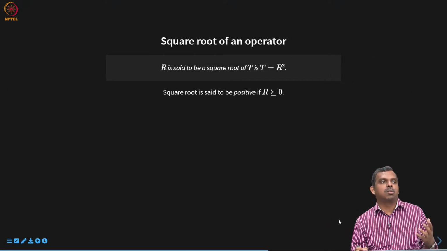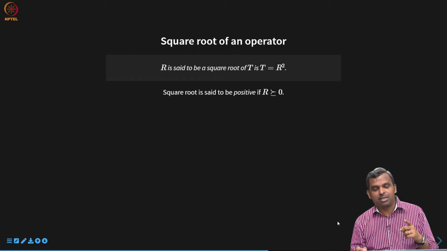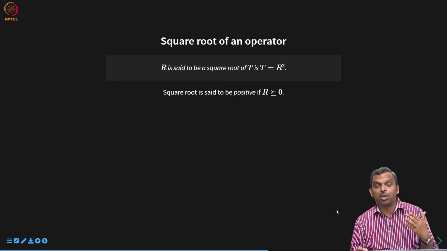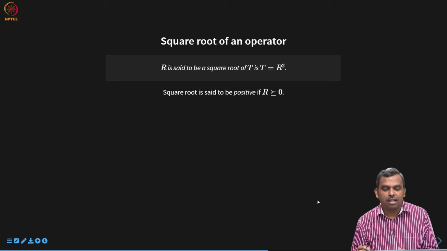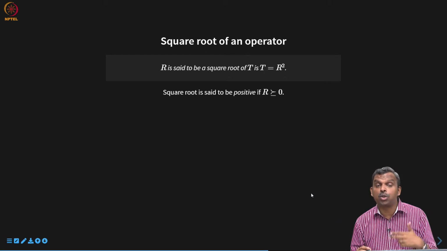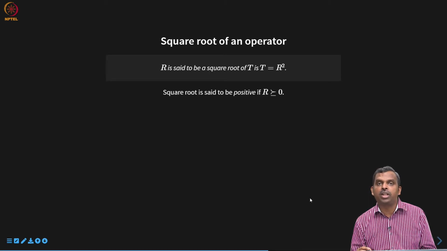So one of the nice things about positive numbers is you can take square root, right? So is there something like that for positive operators? So that's a natural question that people might ask. So here is a definition for square root of an operator. Okay, the first is a definition. R is said to be a square root of T if T equals R squared.